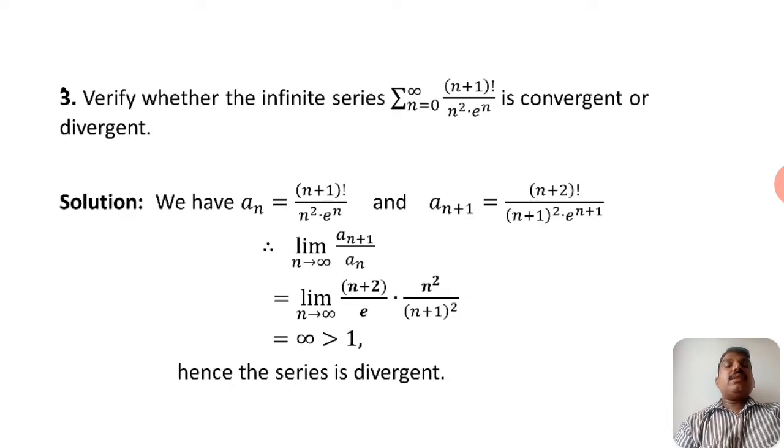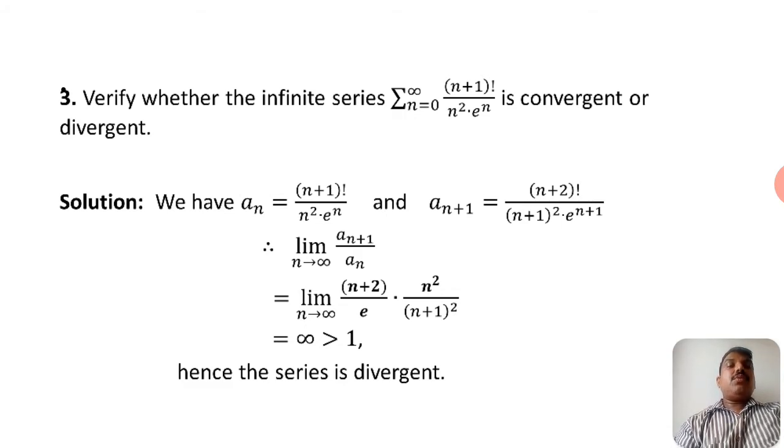Verify whether the infinite series sigma n equals 0 to infinity (n plus 1) factorial divided by n square into e to the power n is convergent or divergent. Solution: we have a_n equals (n plus 1) factorial divided by n square into e power n, and a_(n+1) equals (n plus 2) factorial divided by (n plus 1) whole square e power n plus 1. Therefore, limit n tends to infinity a_(n+1) divided by a_n.